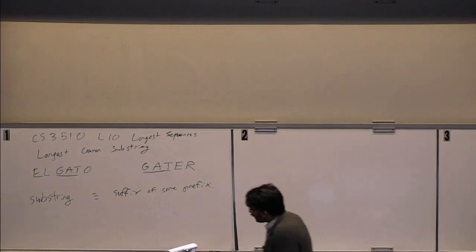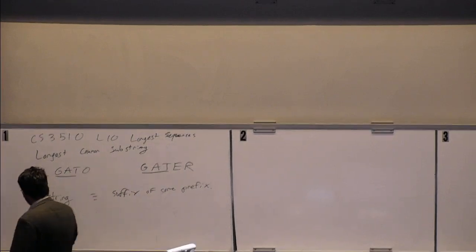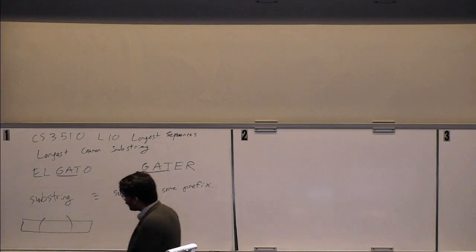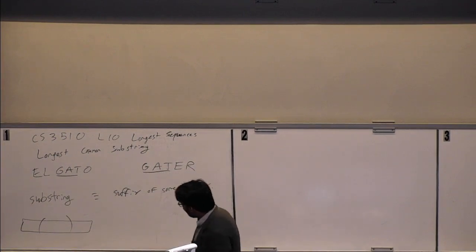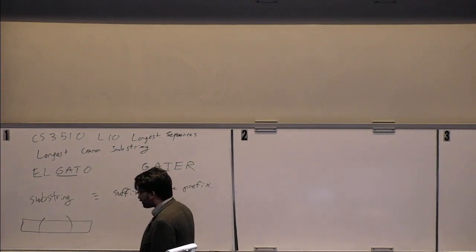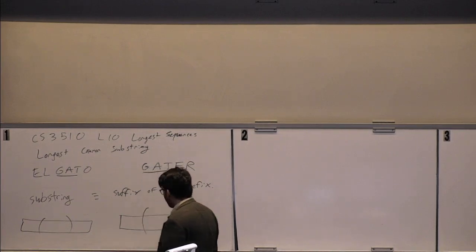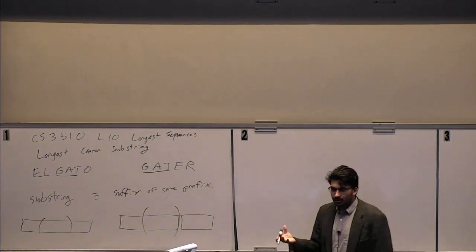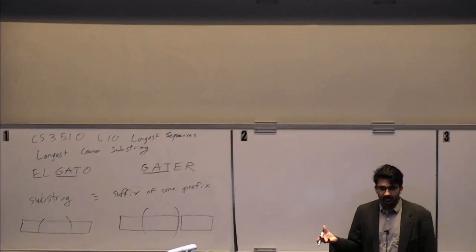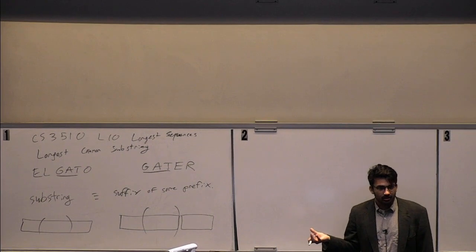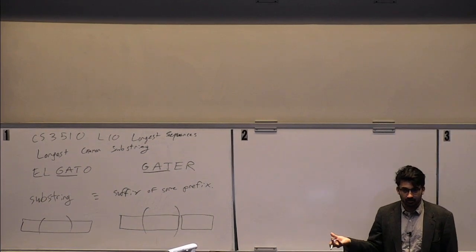Think about that. So like, if you have a word, and this is some substring of it, right? Let's say that's the substring of that word. That is simply a suffix of some prefix. So that's the prefix. And it's simply the suffix of that, right? It's the same thing. If you consider all the possible prefixes, and you consider all possible suffixes of all possible prefixes, you are considering all possible substrings.